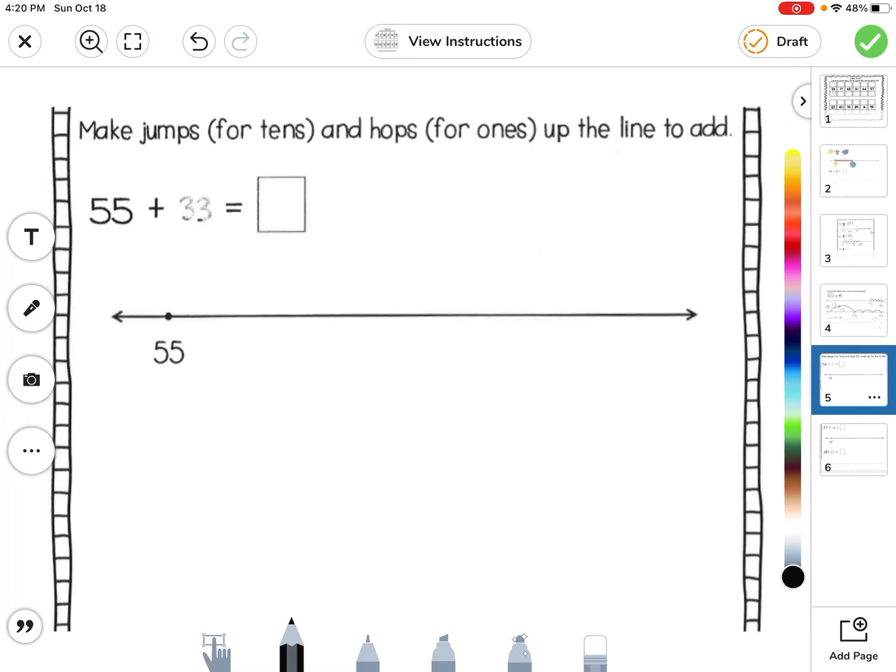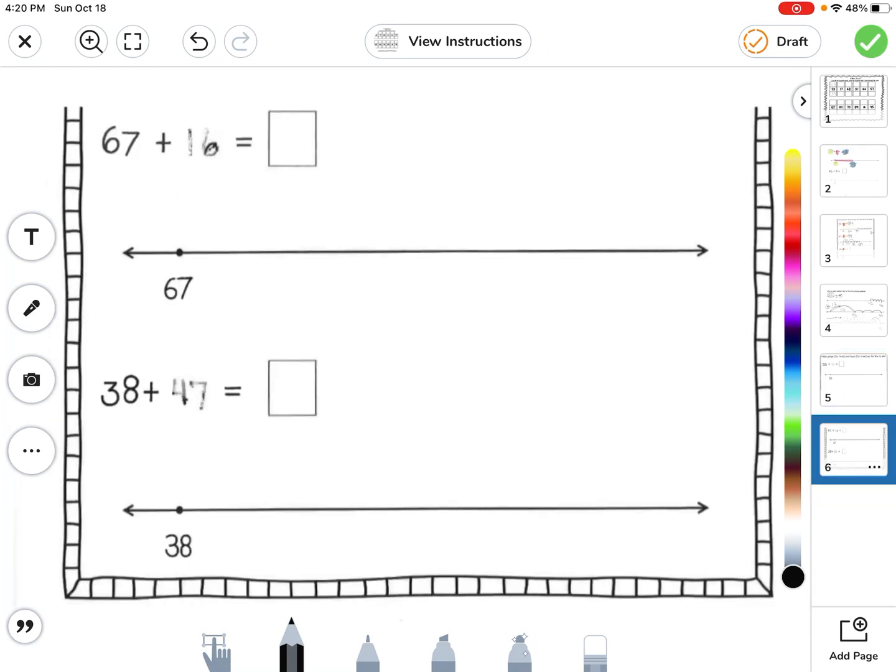You've got another one to do 2-digit plus 2-digit, and then just a couple more. Remember to hit that green check.